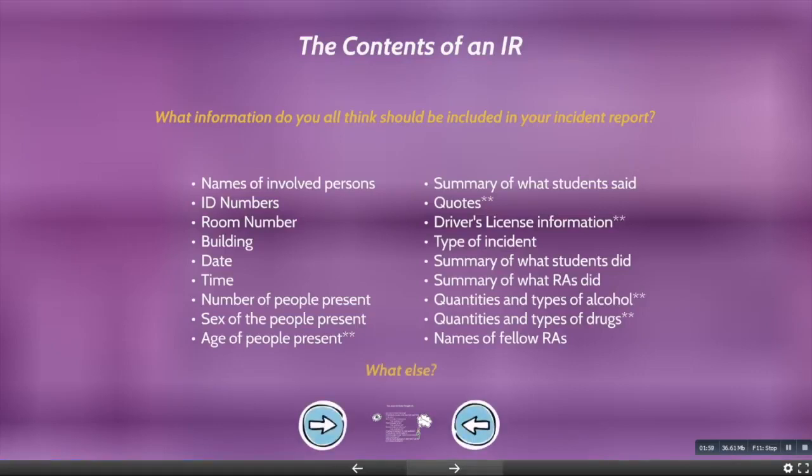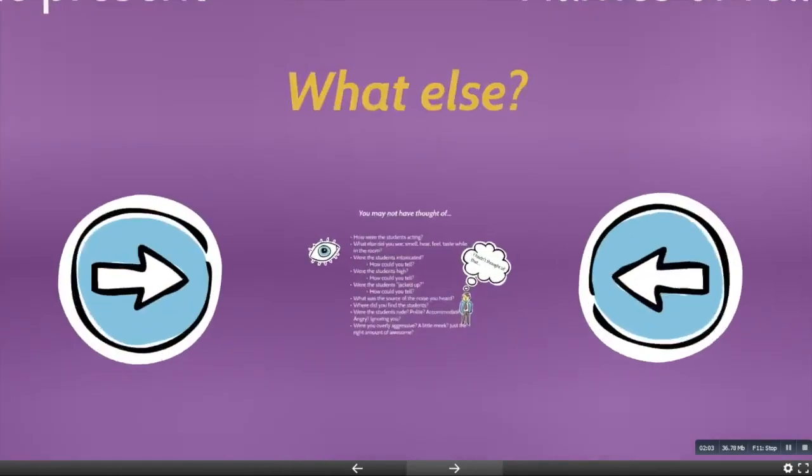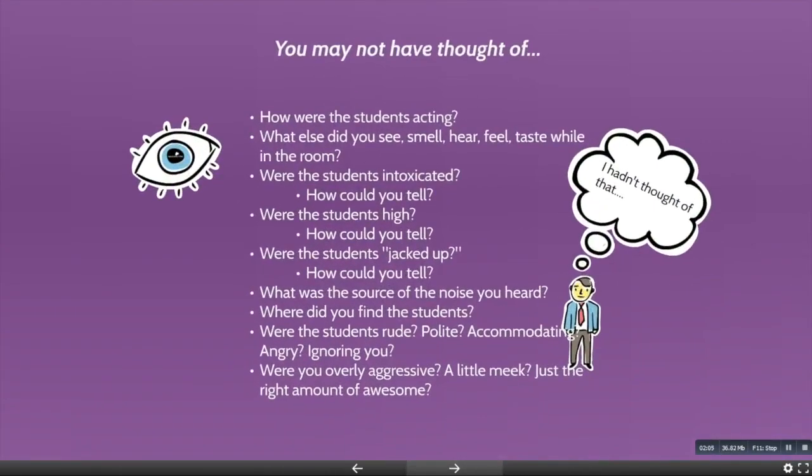And now let's take that a step further. What else might we have missed in our report? You might not have thought of how the students were acting, what else you saw, smelled, heard, felt, or tasted while in the room. Could you tell if the students were intoxicated? How could you tell? Were the students under the influence of another drug? Again, how could you tell?